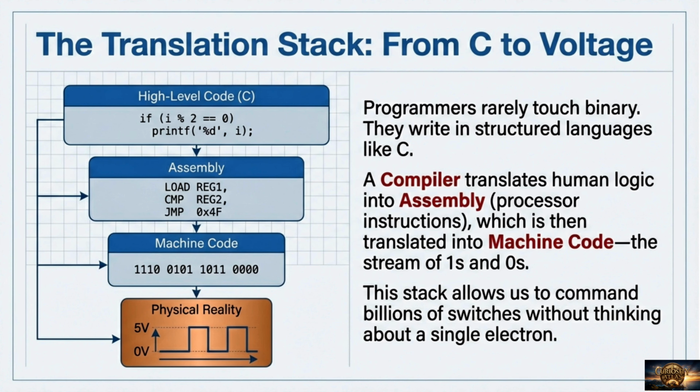The translation stack moves from high-level code, like C, down to voltage. A compiler translates human logic into assembly instructions, which are then translated into machine code, a stream of ones and zeros. This stack lets us command billions of switches without touching binary.